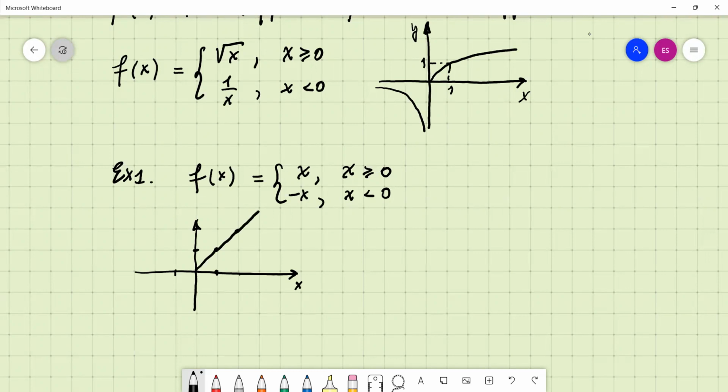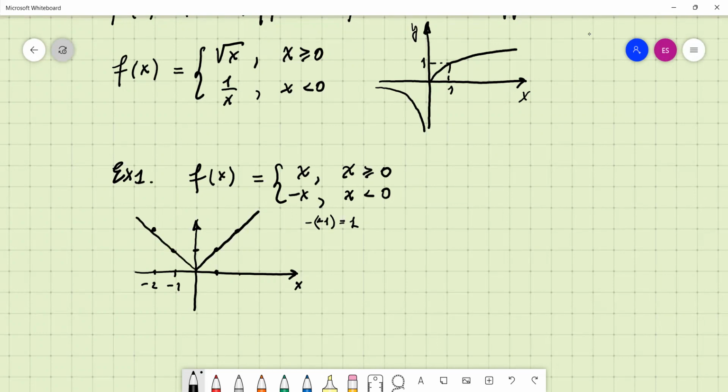If you are on the negative side, for example negative 1, then the function tells you that if x is less than 0, you need to use as the y value minus this x, which is going to be minus negative 1, which is positive 1 over here. The same is going to happen to negative 2: minus negative 2, or positive 2. And the graph is going to look like this. Well, my straight line doesn't look straight. I'm going to do it one more time, more straight.